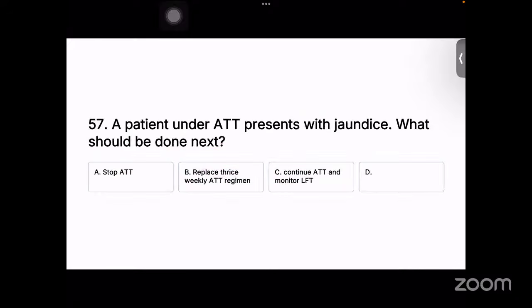Okay, next. A patient under ATT presents with jaundice. What should be done next? In ATT, most of the drugs are hepatotoxic, so if the patient develops jaundice, it indicates potential drug-induced hepatotoxicity. Drugs like isoniazid, rifampicin, pyrazinamide, everything is there. So the first thing is to assess the severity, and while assessing the severity, you have to monitor the LFT and assess the status.